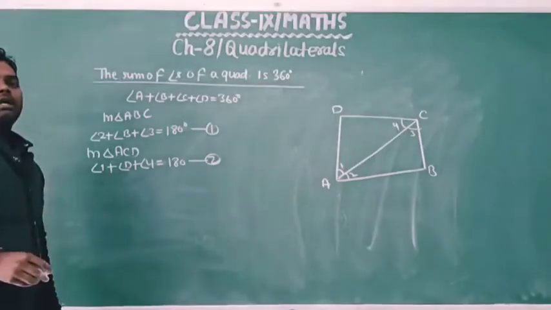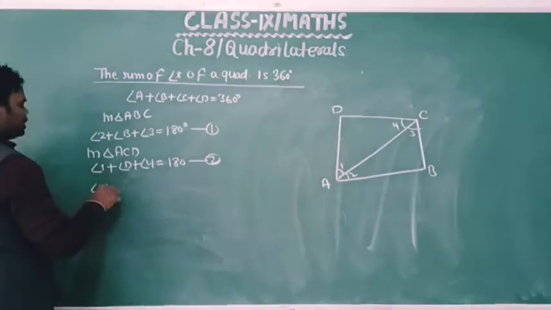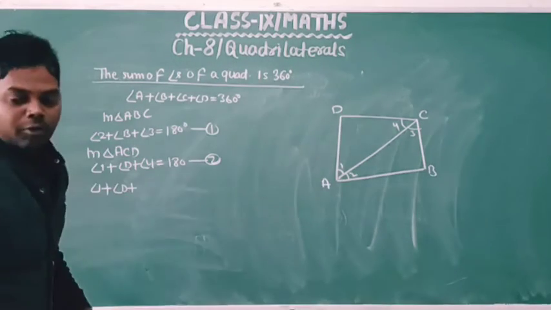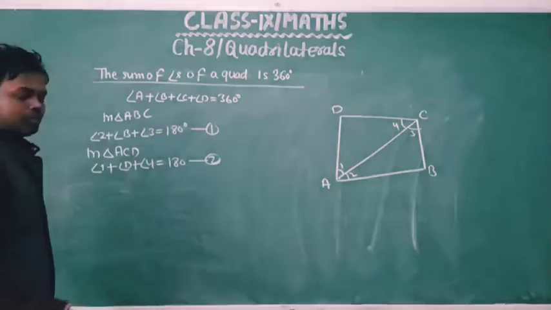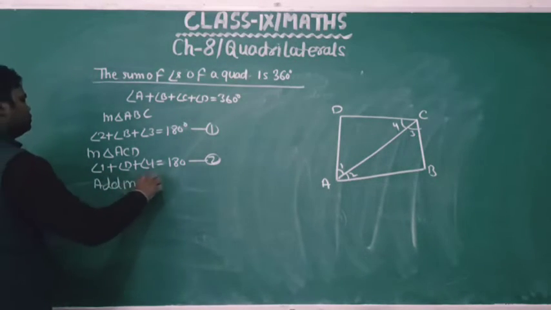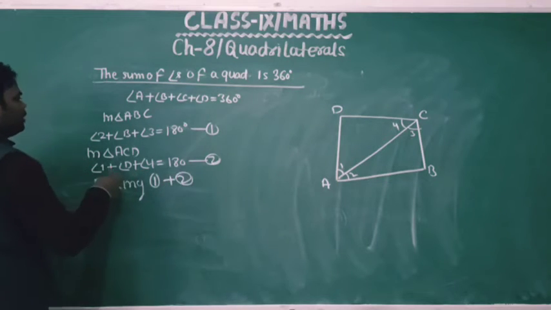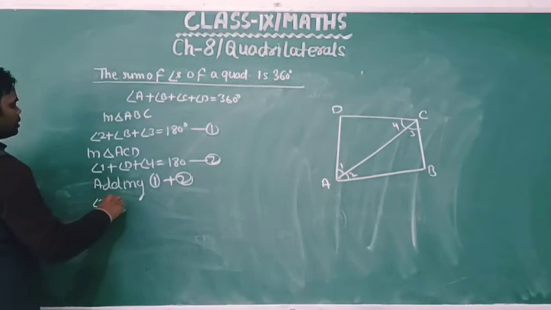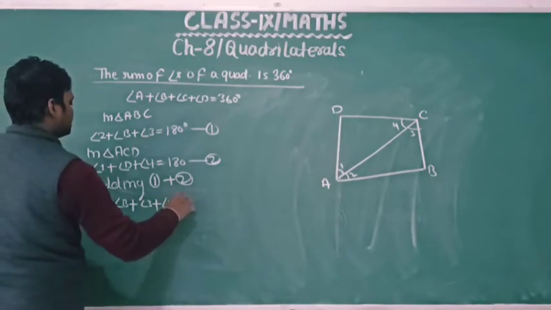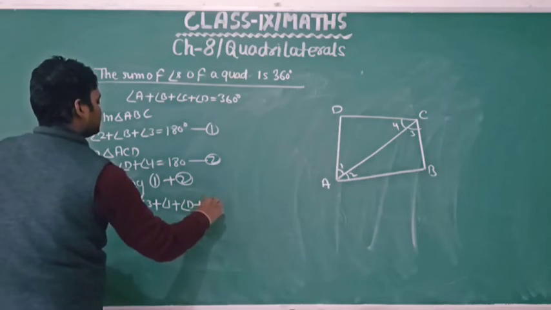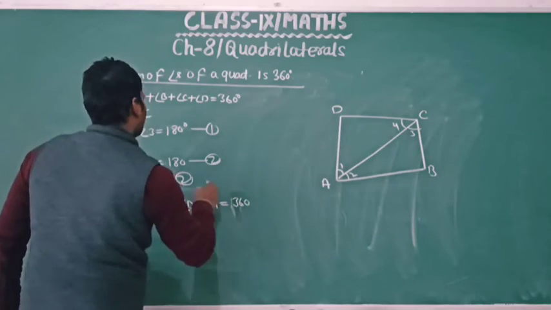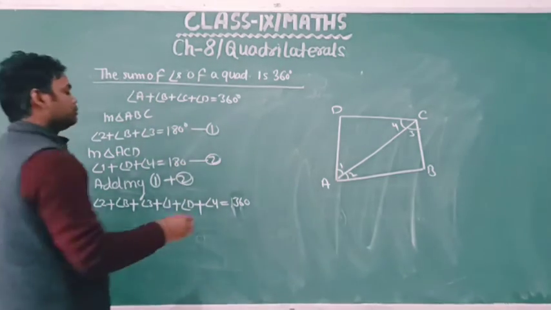Now, adding equation 1 and 2. So angle 2 plus angle B plus angle 3, plus angle 1 plus angle D plus angle 4, equals 360 degrees. Okay, 180 plus 180 is 360 degrees.